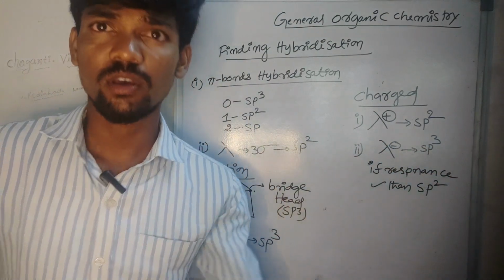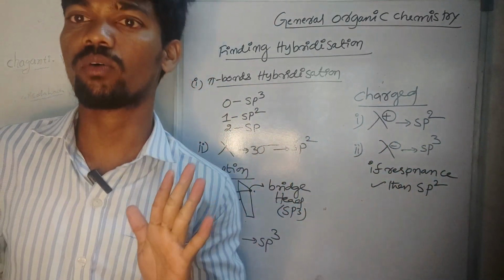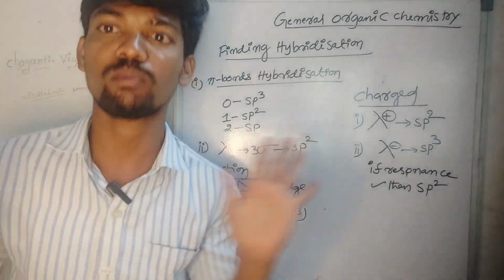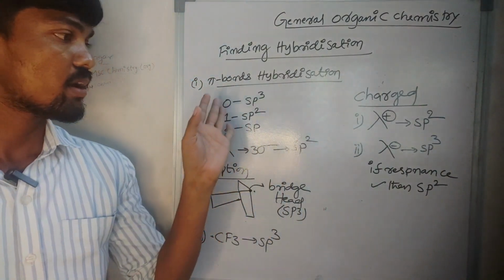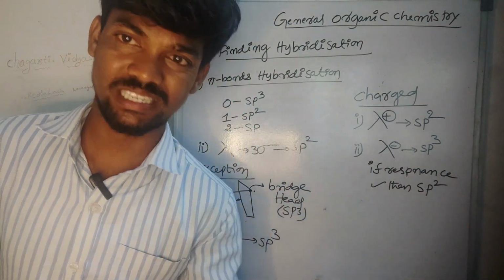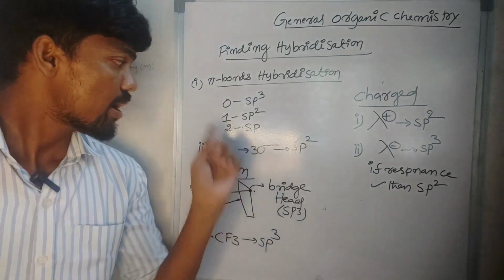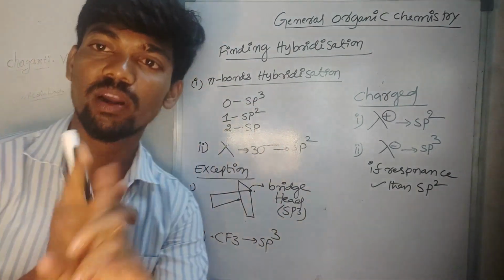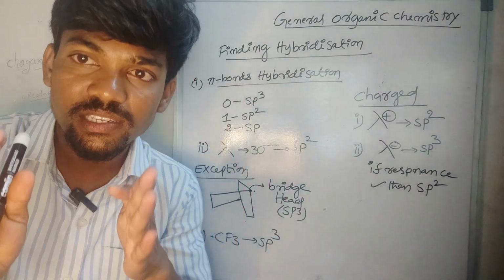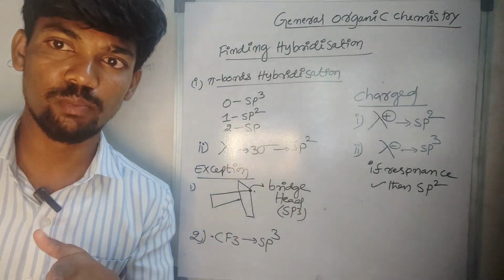Why? Because if a carbon has only single bonds, is there any double bond or triple bond? No, it doesn't have any double bond or triple bond. That's why it has 0 pi bonds. If 0 pi bonds are there with any carbon, it undergoes sp3 hybridization. 1 pi bond means there should be one double bond. If a double bond is there, we have to take that carbon as an sp2 carbon. Are you getting my point?